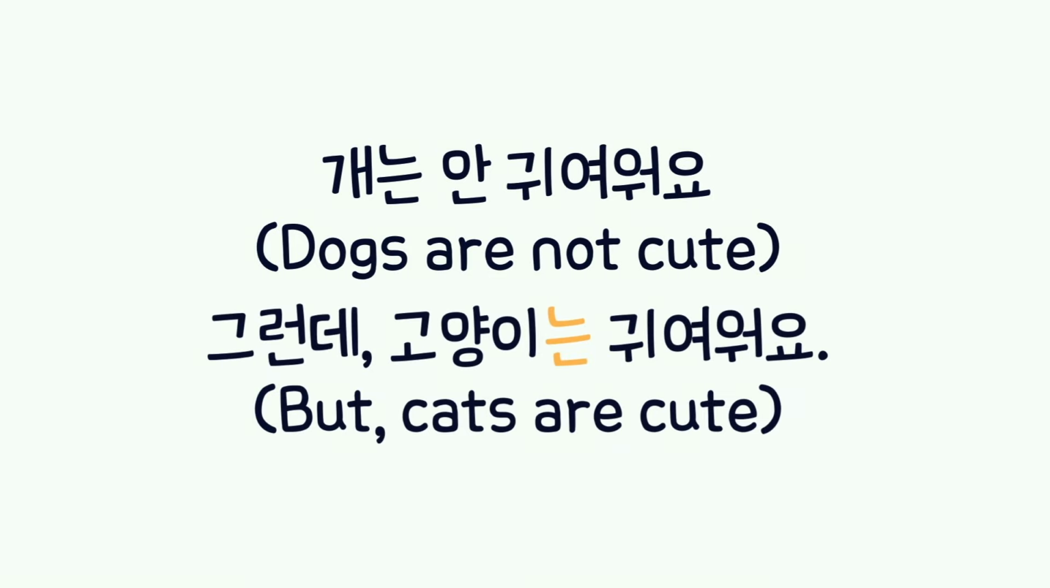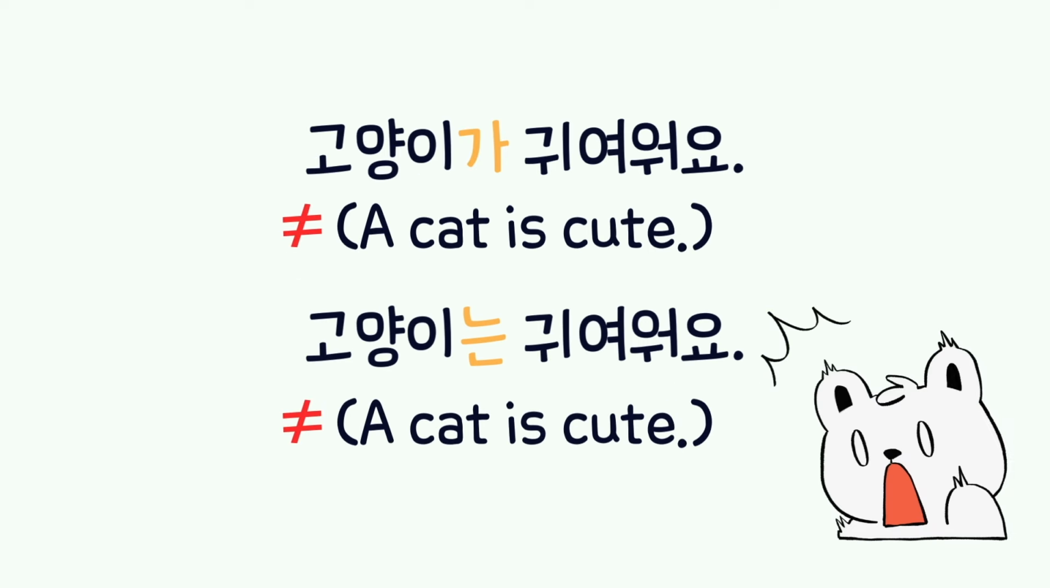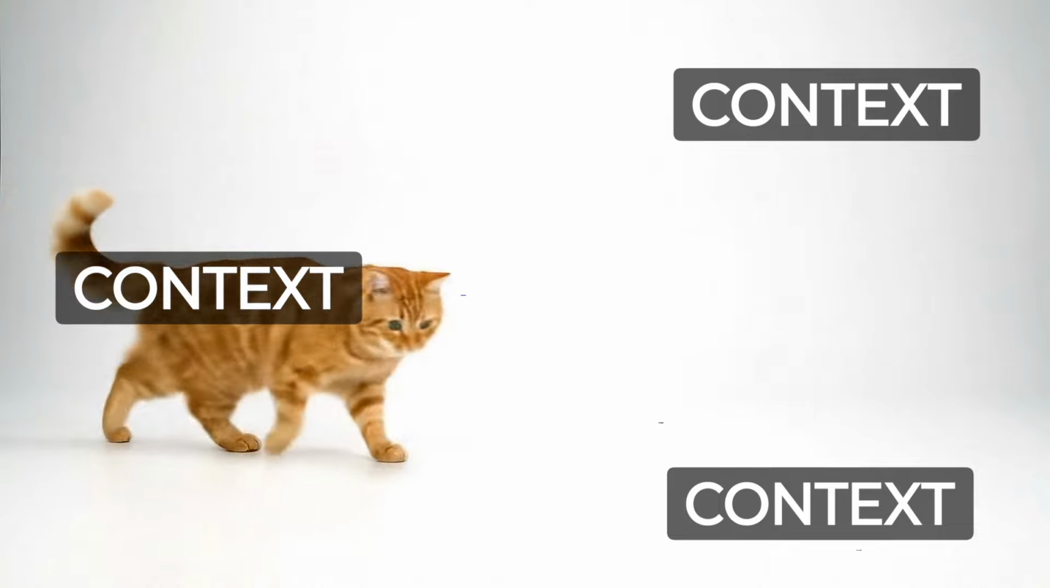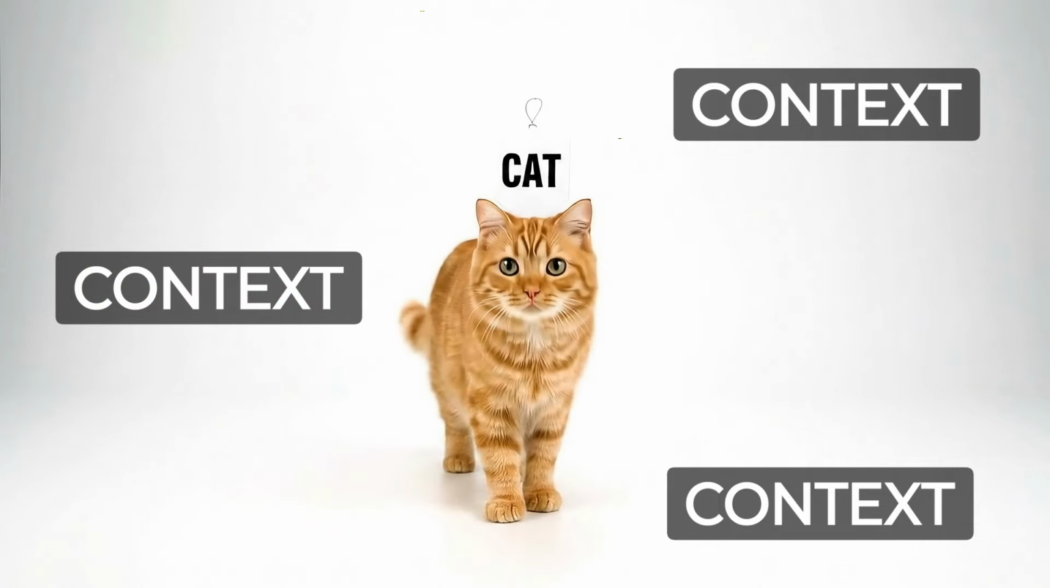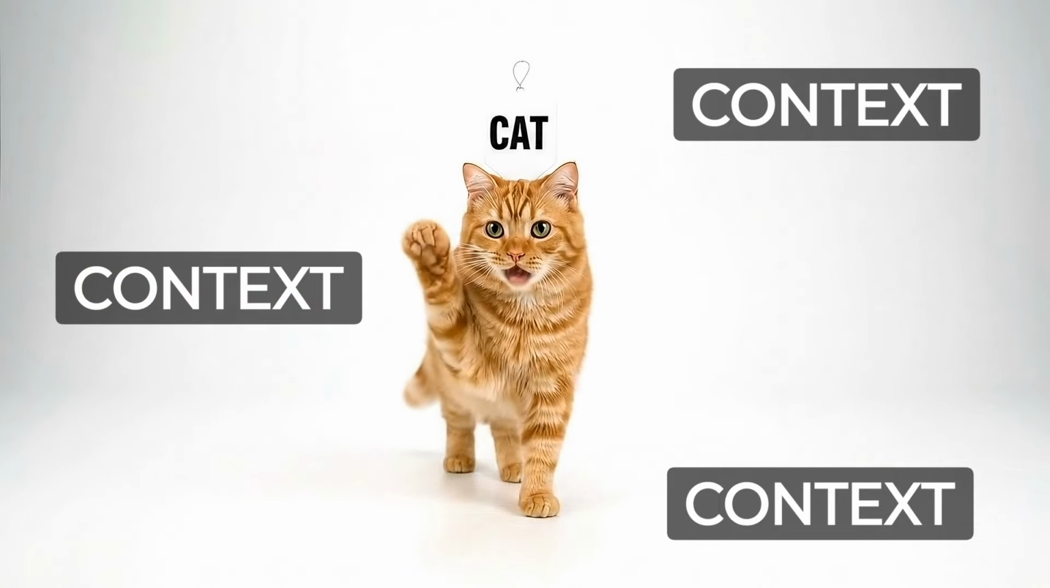Then you say together with but. 그런데 고양이는 귀여워요. This means I don't find dogs are cute, but cats are cute, emphasizing the cat's characteristic that it is cute. So, it is all about context when using these particles. Do not try to only translate these sentences as cat is cute, but you must think about context together to correctly translate it and understand it properly.